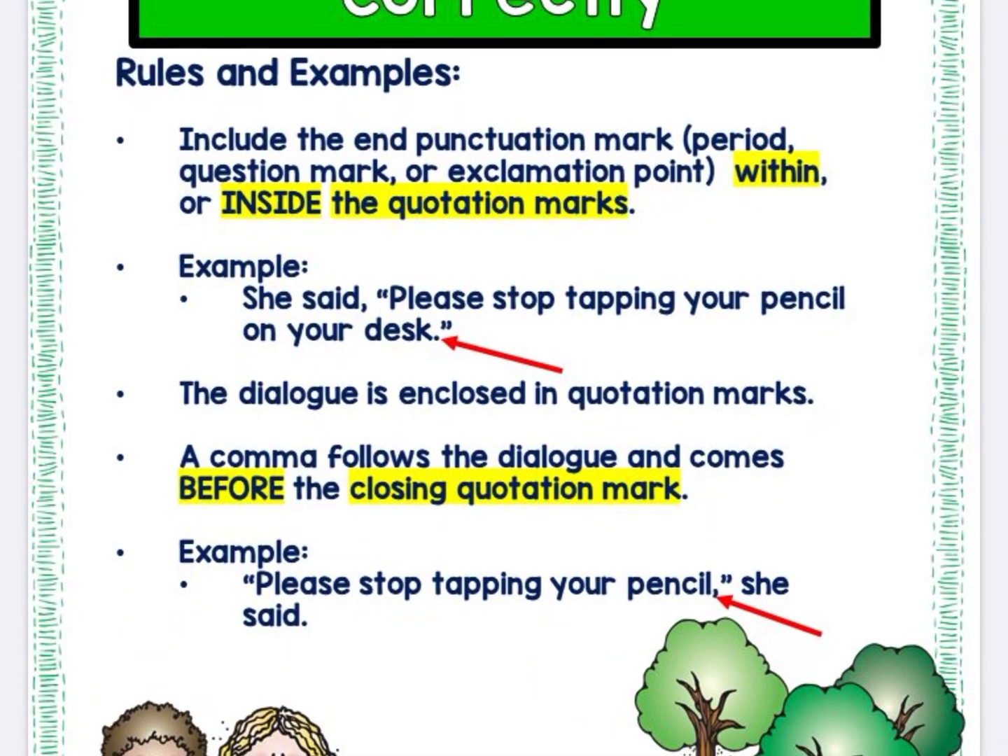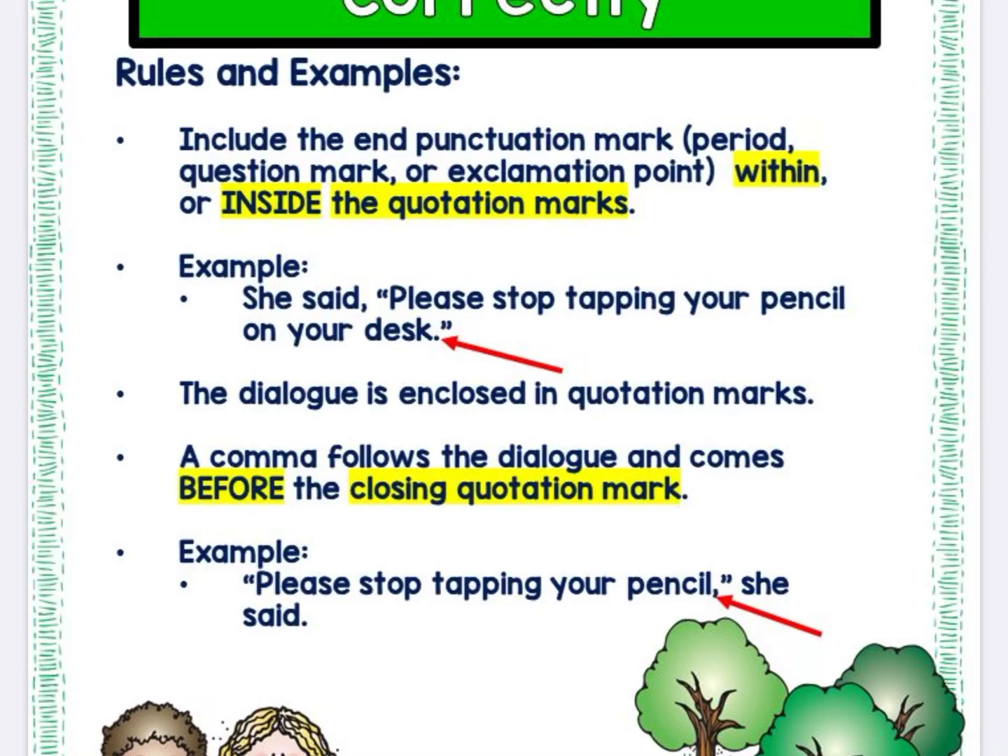It says, she said, "Please stop tapping your pencil on your desk." Period, quotation marks. So you can see that red arrow pointing to the period. So when you end your sentence or your quoted text, that punctuation mark comes before your end quotation, all right? The dialogue is enclosed in quotation marks. So the whole thing that's being said is in quotation marks, all right?